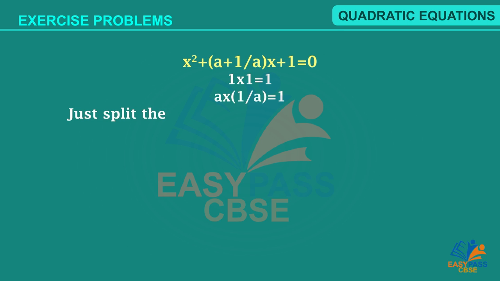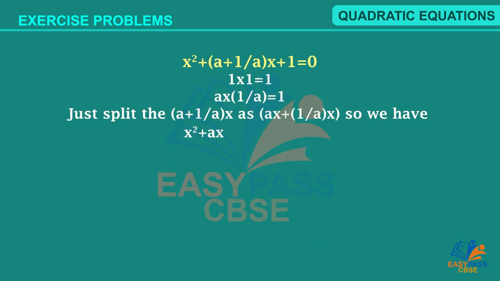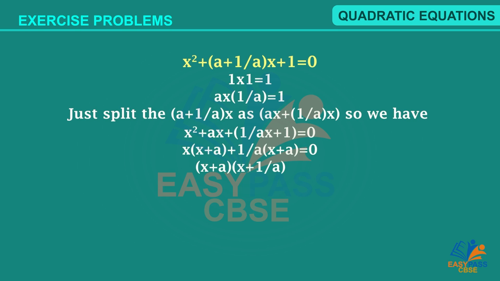Just split a plus 1 by a times x as ax plus 1 by a x. So, we have x square plus ax plus 1 by a x plus 1. So, take x common, x times x plus a, take 1 by a common, x plus a equal to 0. Therefore, we have x plus a times x plus 1 by a equal to 0. Therefore, x is equal to minus a or x is equal to minus 1 by a.